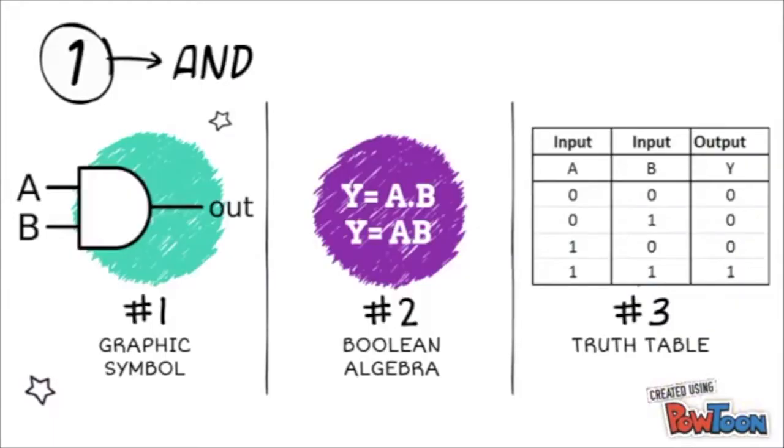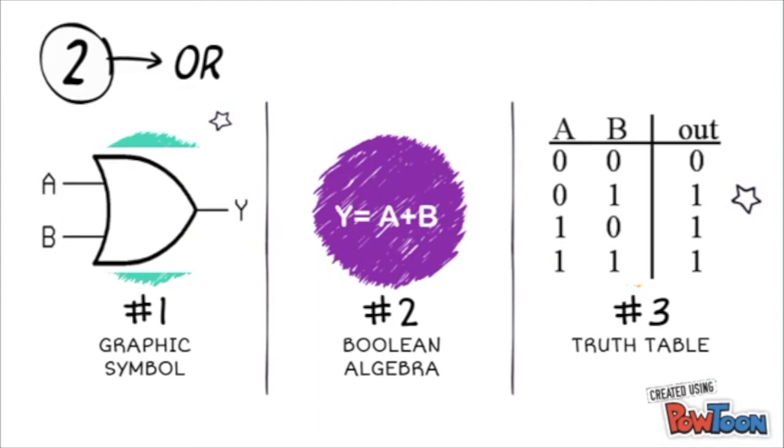The first one is the AND gate. AND gates can only have two inputs and one output. The Boolean algebra can be written as y equals to a dot b or y equals to ab. The output of the AND gates depends on the operation of the gate. The second one is OR gate. OR gate have two inputs and one output. The Boolean algebra for OR gate can be written as y equals to a plus b. The output for OR gate depends on the operation of the gate.